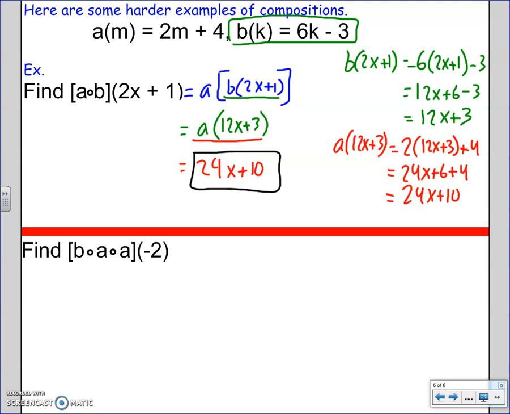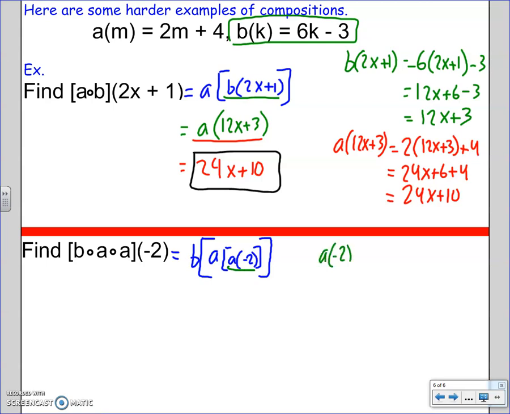All right, and we can also do more than two things. So for this bottom one, just find B composed of A composed of A of negative 2. So I'll rewrite that. This is a three-part problem. Basically, every circle we see is a bracket. So we find B of A of A of negative 2. So negative 2 only goes to the very last letter, and I'll make different size brackets to know where we are. First problem is this first A of negative 2.